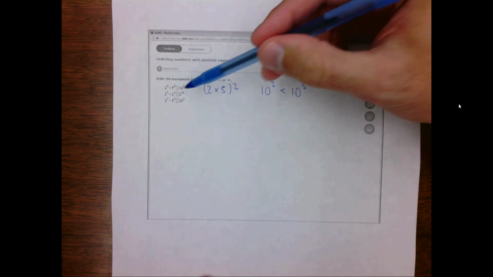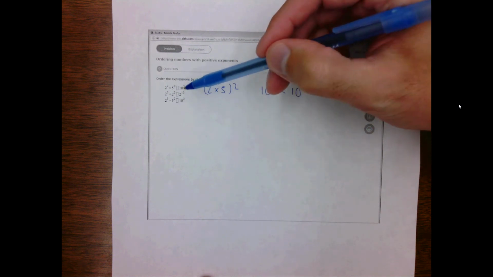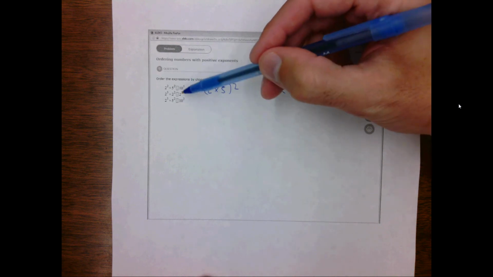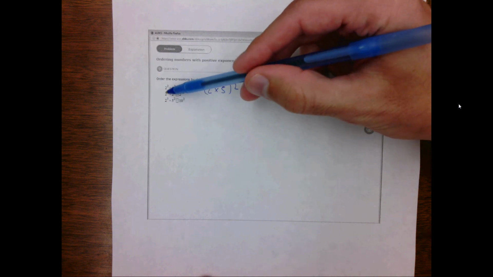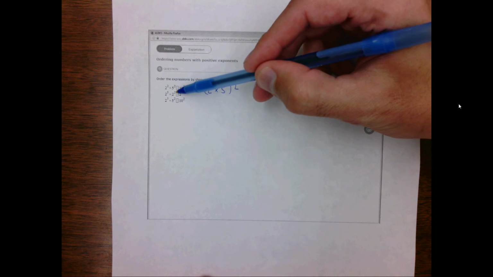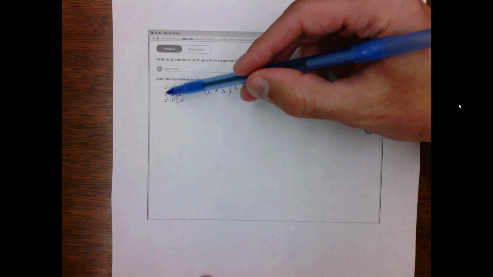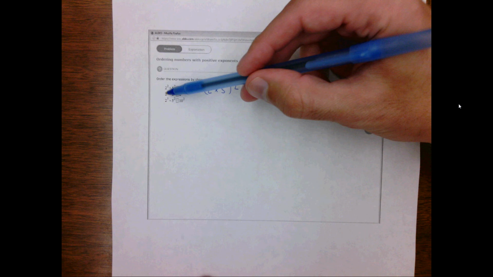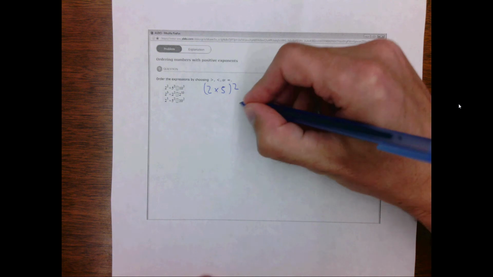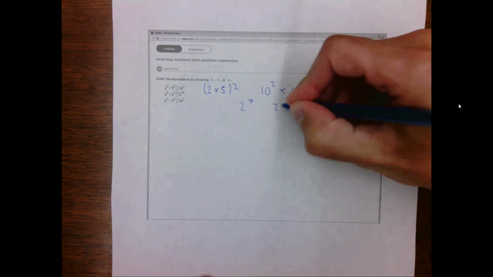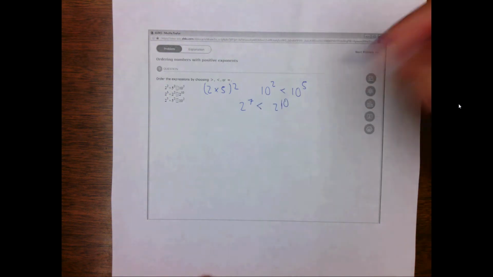In the second example, it's a little bit different. In this case, we have 2 to the 5 times 2 to the 2 equals, or is some relation to, 2 to the 10. When you have the same base number and you multiply them, you can add the exponents, because this is 2 times itself 5 times, and this is 2 times itself 2 times. So this whole expression is going to be 2 times itself 7 times, or 2 to the 5 plus 2, 2 to the 7. And then we can compare that to 2 to the 10. In this case, 2 to the 7 is less than 2 to the 10.